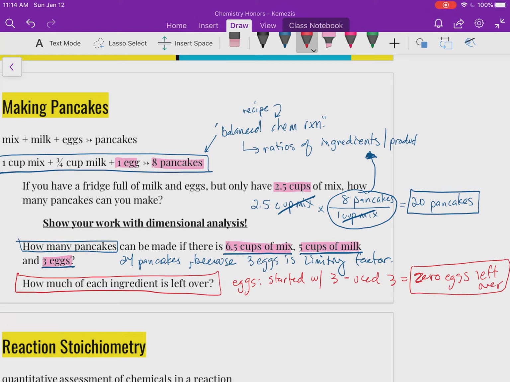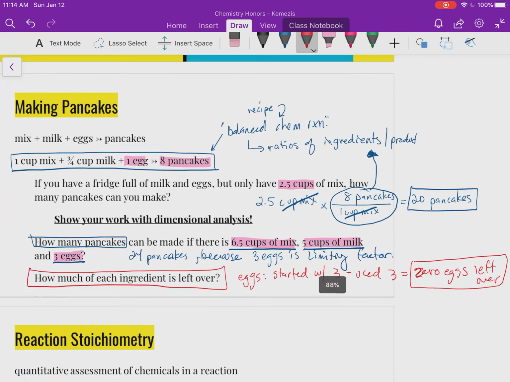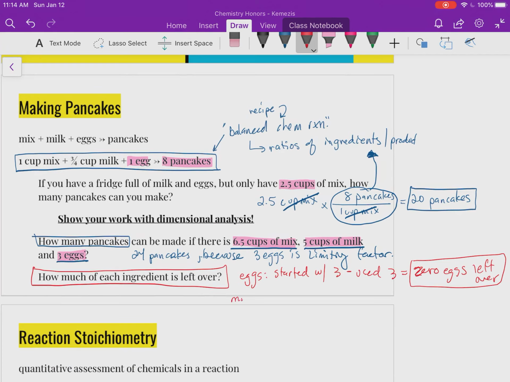And this premise is going to hold true for your mix and your milk as well. How much we started with minus how much we used is going to be how much we have left over. So mix, right? We started with 6.5 cups. So our question is how many cups of mix did we use?